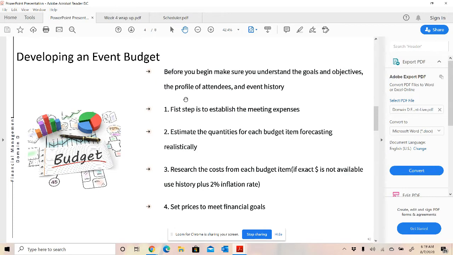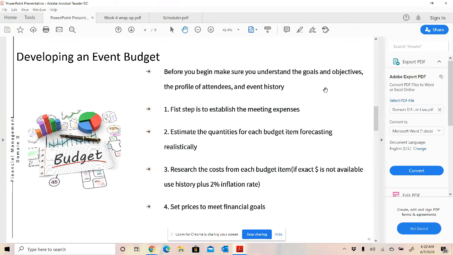Okay, developing an event budget. Well, obviously we need to develop a budget. We can't just say, oh, let's have an event. So developing a budget, before you begin, you need to make sure that you, again, understand your goals and objectives, the profile of the attendees, so who's coming, and any event history. So you want to take those into consideration when you are developing your budget.